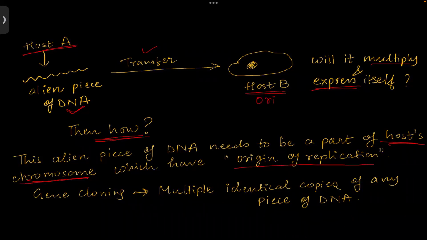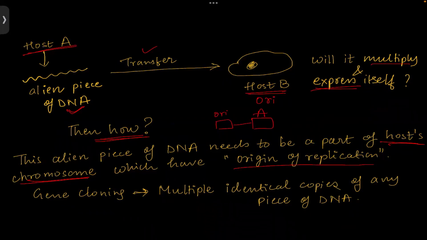If you recall the process of DNA replication, you have heard the term origin of replication. That is the start point from which DNA replication starts, where the DNA polymerase comes and binds and starts polymerizing new DNA strands. So if this alien piece of DNA gets somehow linked with this ORI, right? So this is ORI and this is your alien piece of DNA, referring to it as A.